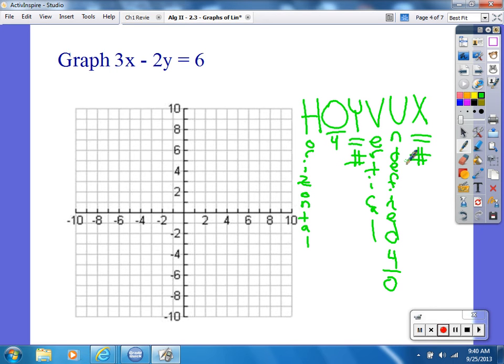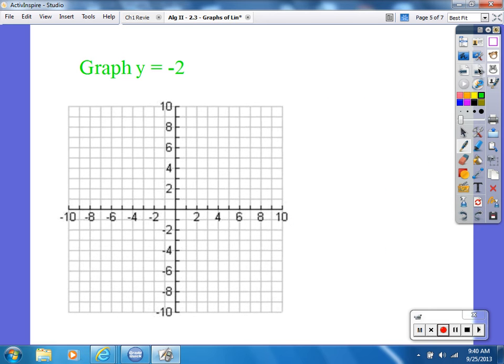Okay, let's try graphing this. So you probably need to turn your paper over. And here's our first one. Y equals -2. Always write the equation down. No matter how simple it is, write it down. So, it's saying Y, right? Is this my Y line, or is this my Y line? Up and down, right? So find -2 on this.